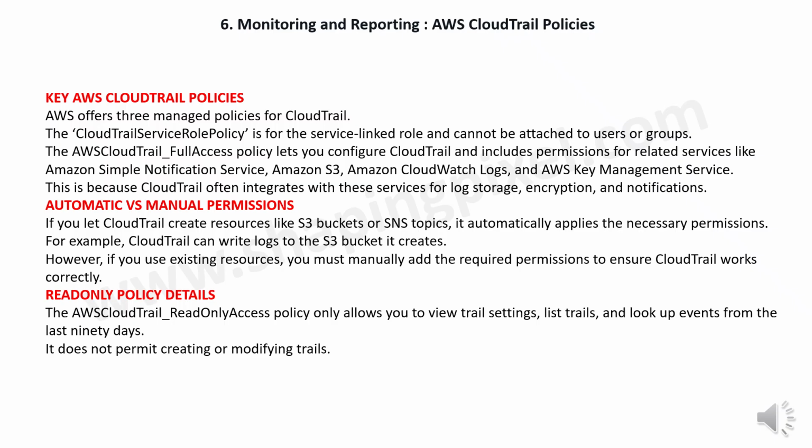If you let CloudTrail create resources like S3 buckets or SNS topics, it automatically applies the necessary permissions. For example, CloudTrail can write logs to the S3 bucket it creates. However, if you use existing resources, you must manually add the required permissions to ensure CloudTrail works correctly. The AWS CloudTrail read-only access policy only allows you to view trail settings, list trails, and look up events from the last 90 days. It does not permit creating or modifying trails.